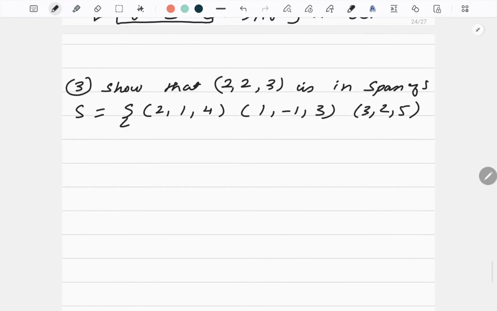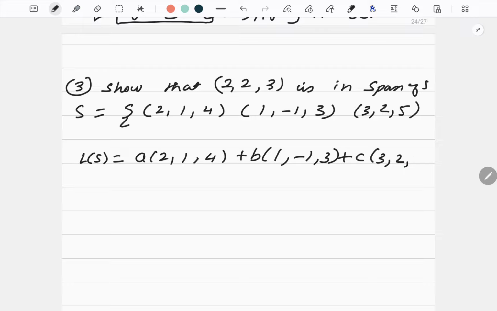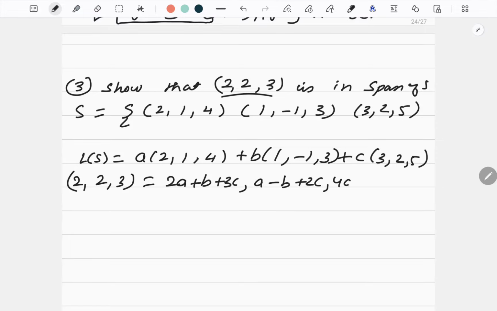Now show that 2 2 3 is in span of S. Now how to do this? Again, first you write down span. Span is A 2 1 4 plus B 1 minus 1 3 plus C 3 2 5. Now I need to check whether this belongs or not. So 2 2 3 is equal to 2A plus B plus 3C, comma A minus B plus 2C, comma 4A plus 3B plus 5C. Right?